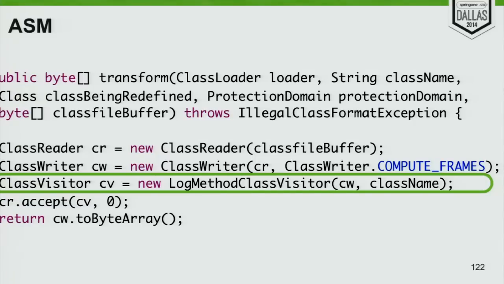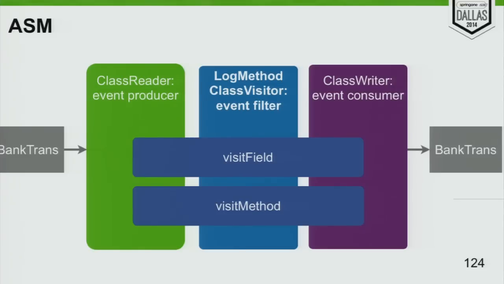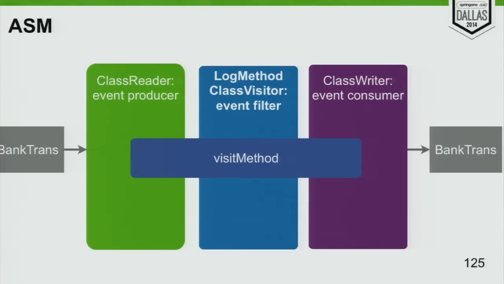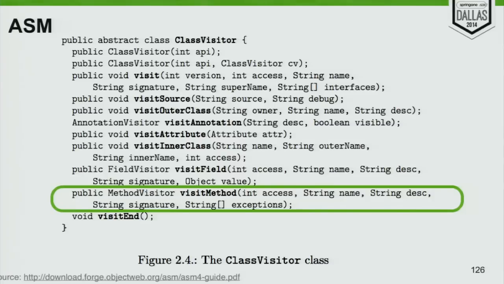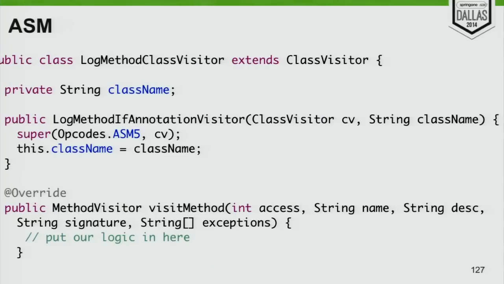Now we can chain in a class visitor, which I've named LogMethodClassVisitor. And so here, that middle component is LogMethodClassVisitor. And what we want for the audit logging application is we only care about the methods. We want to check each method, see if it has the annotation, add the logging if it's needed. So in the class visitor, we only need to override visitMethod. And that's what I have here. I have this LogMethodClassVisitor overriding visitMethod.